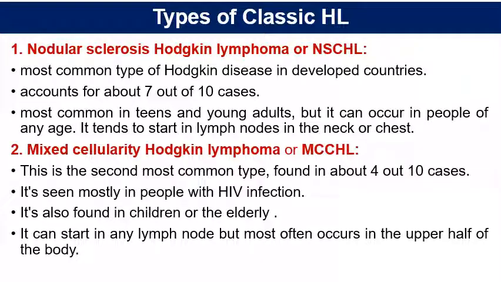Second is mixed cellularity Hodgkin lymphoma, or it is written as MCCHL. This is the second most common type, found in about 4 out of 10 cases. It's seen mostly in people with HIV infection. It is also found in children or the elderly. Also, it can start in any lymph node, but most often occurs in the upper half of the body. So for understanding purposes, the human body is divided here into above the diaphragm and below the diaphragm for easy classification for the staging of the cancer. That's why it is written upper half and lower half.